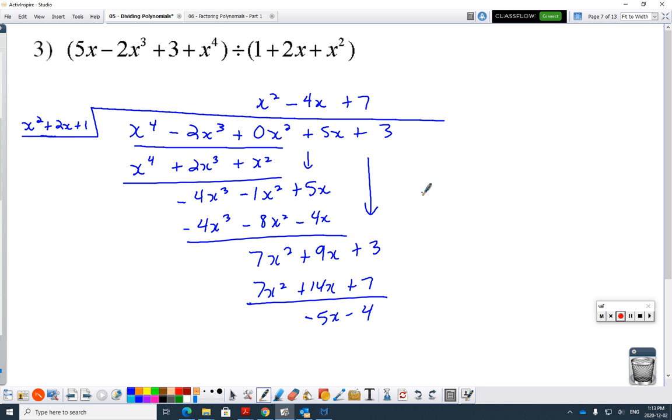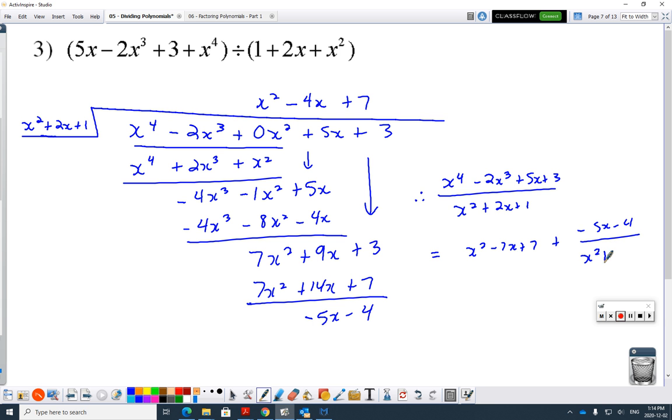So here's the version of the answer that I prefer personally, because I think it's more descriptive of what just happened. That dividend divided by that divisor gives an answer of x squared minus 4x plus 7 plus the negative 5x minus 4 still over the divisor that didn't get divided. To me, that's the best description. I don't know if it's the easiest version to write, but it's the best description of what happened. I tried to divide it, I got an answer, and then I got a remainder that didn't get divided.